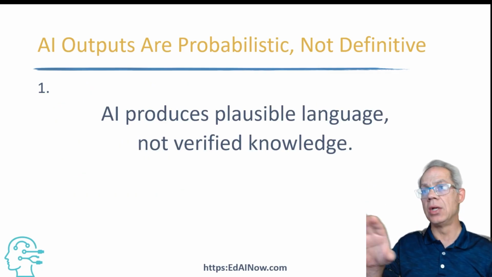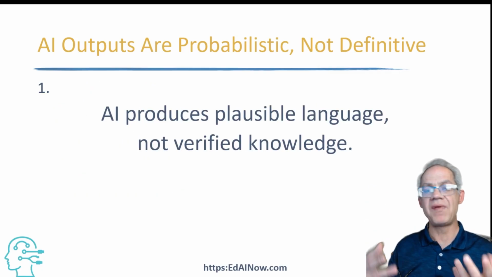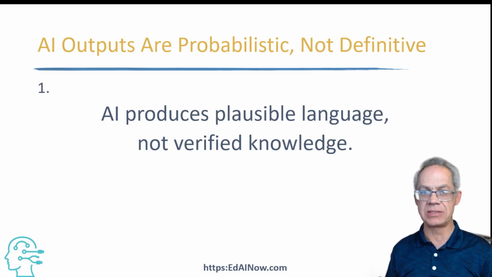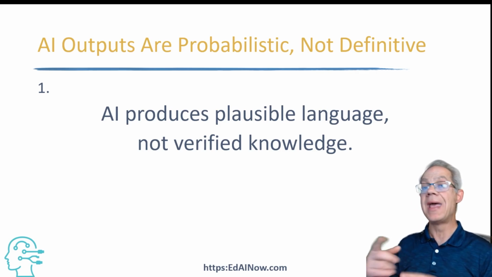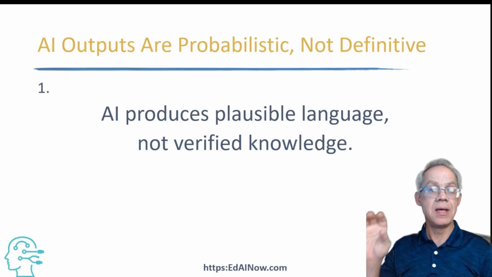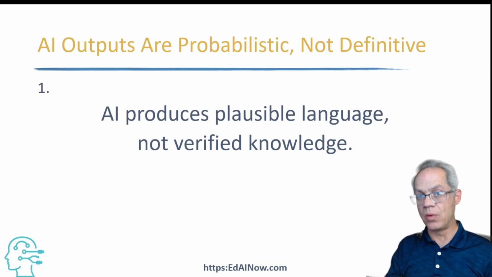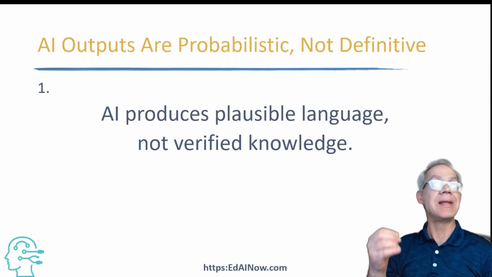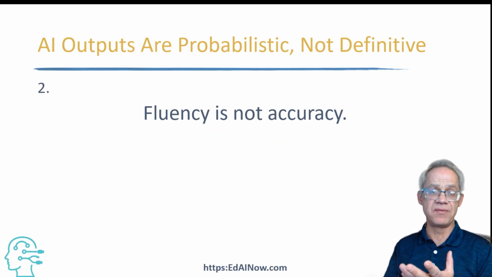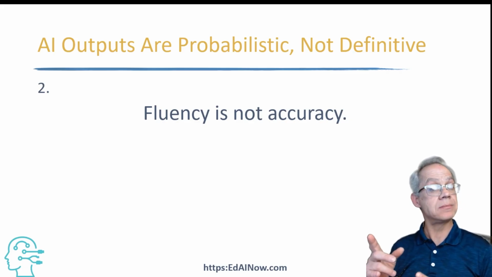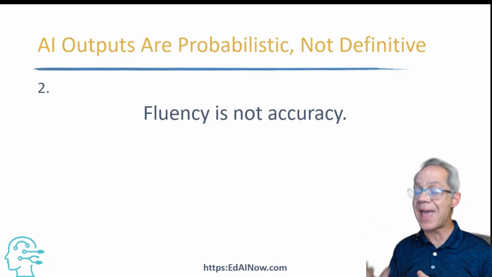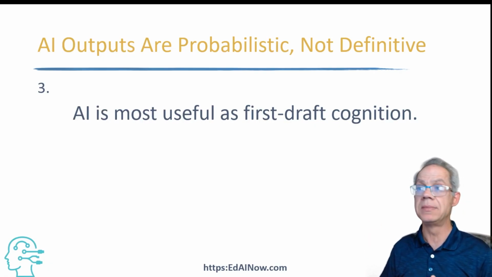First, let's take a look at the first main concept, the fact that outputs are based on probabilities: most likely answers, most typical, most common, as opposed to the most right. It's the probable language which is being produced, not necessarily the correct language. And oftentimes we say, wow, that's very well written, it must be right. But the fluency, the presentation, doesn't mean it's accurate. It just means it's well presented.